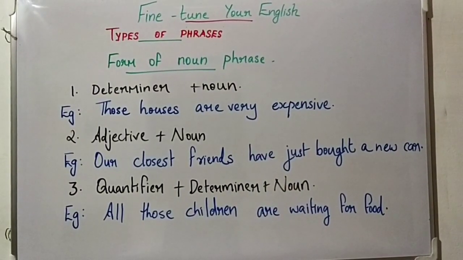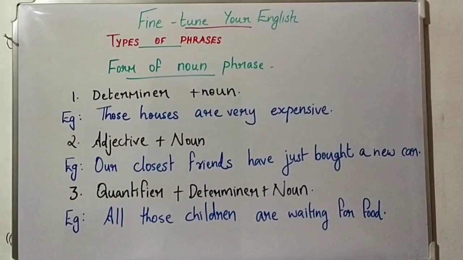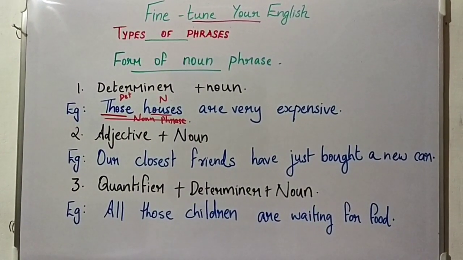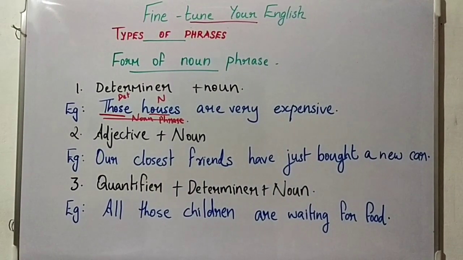Okay, then we can discuss the forms of a noun phrase. Noun phrases can be formed in different ways. First one, a combination of a determiner and a noun. See the given example. Those houses are very expensive. Those is a determiner and houses is a noun. So altogether these two words make a noun phrase.